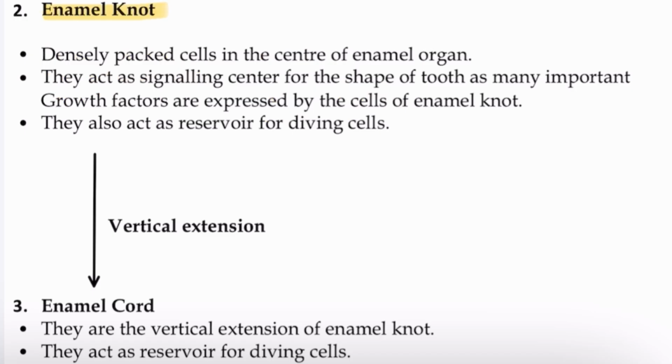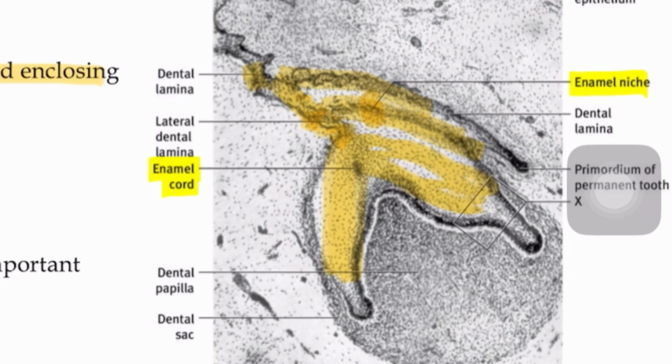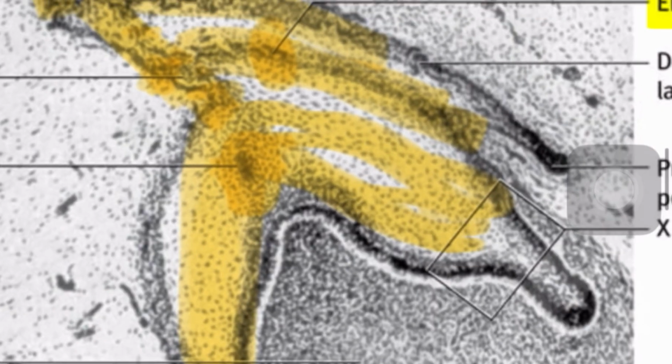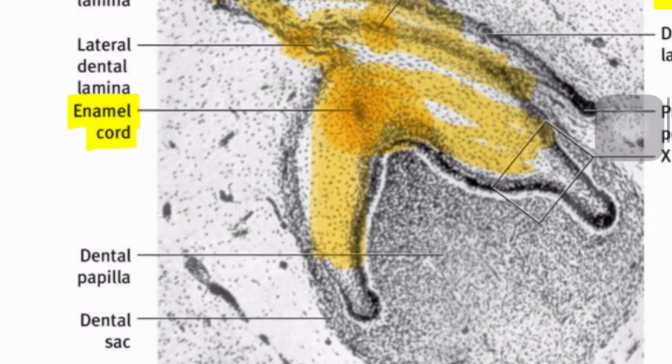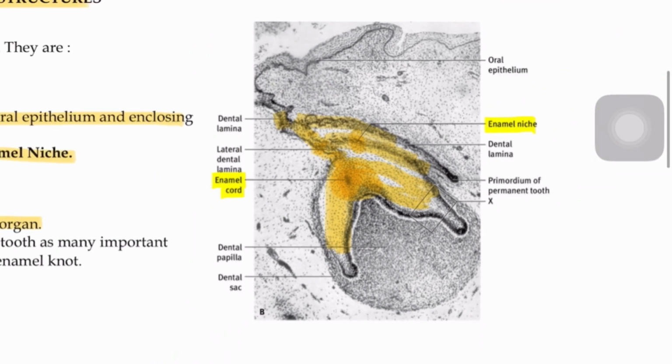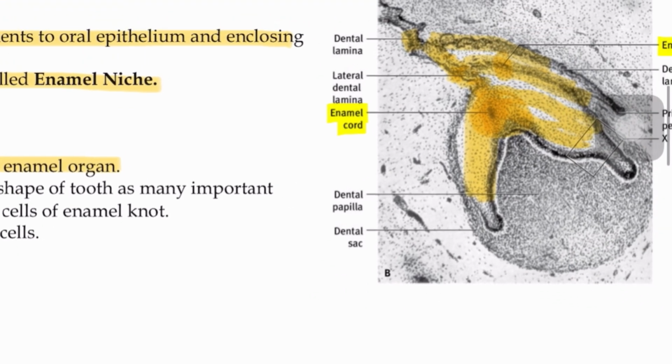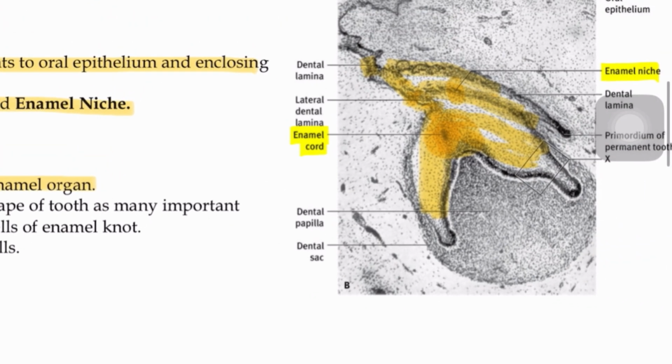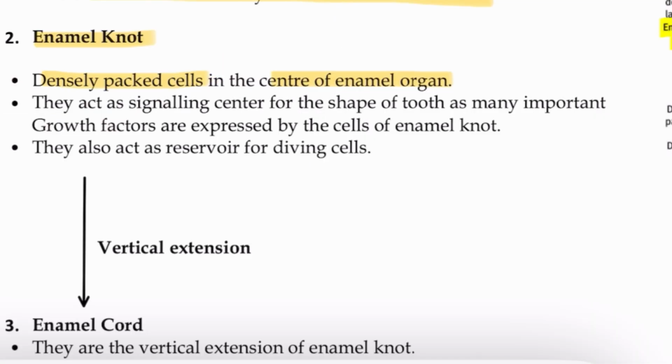Next is enamel knot. These are densely packed cells in the center of the enamel organ. Over here in the center, if you see, I have highlighted so much that I don't think you can see, but yeah, I will use more highlighter. So these cells over here in the center, they're enamel knot. They're enamel cord. Sorry, I am so sorry. But in a way, it's right too. Enamel cord is just an extension of enamel knot. You'll understand what I'm trying to say now.